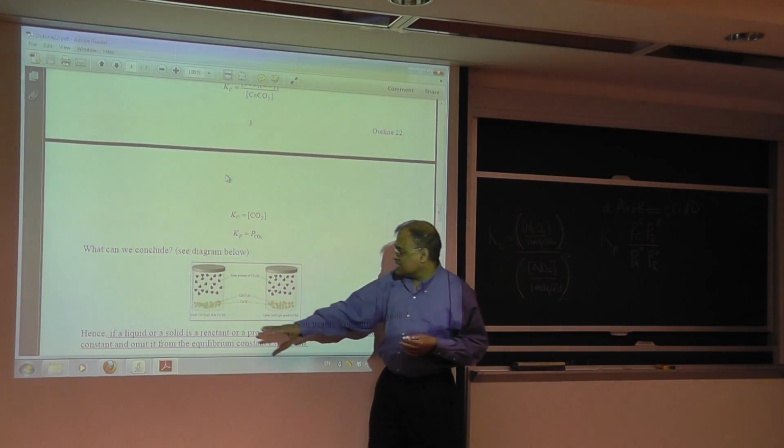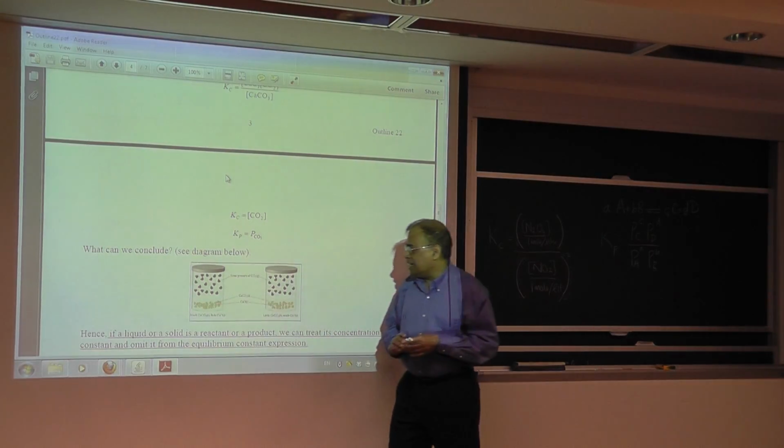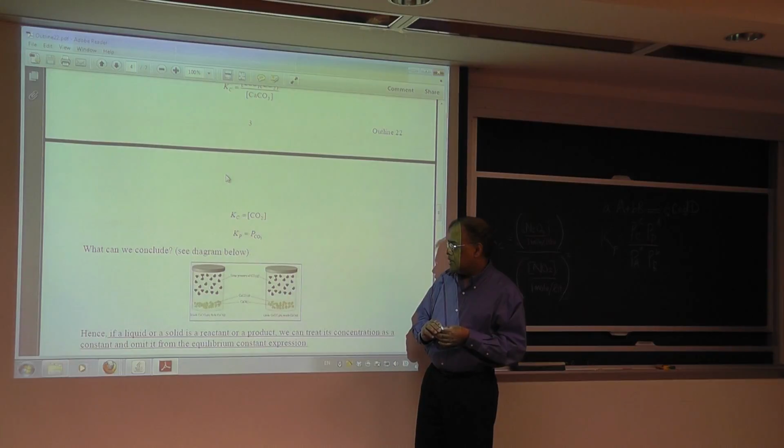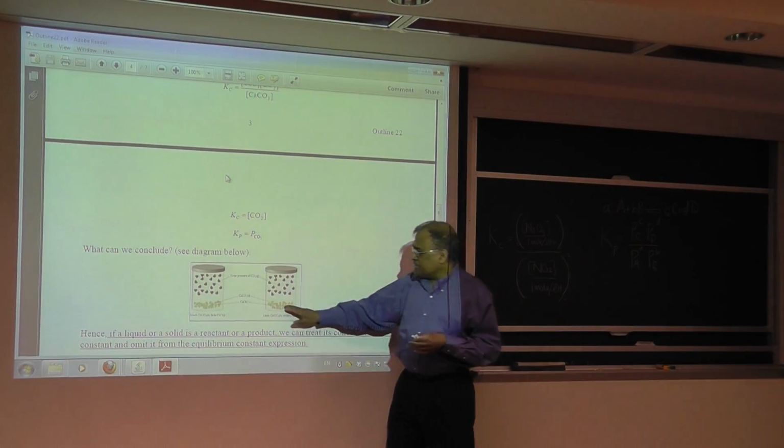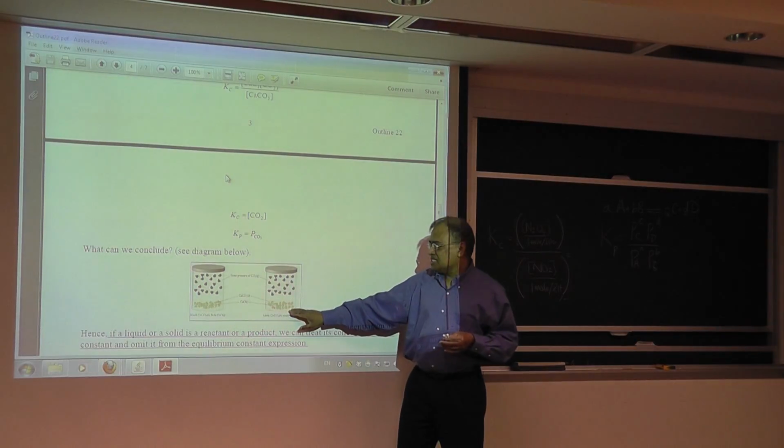So here is calcium carbonate and calcium oxide in equilibrium. There are different amounts of calcium carbonate and calcium oxide here.